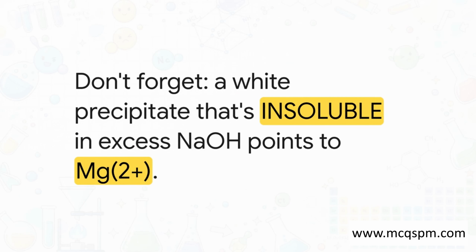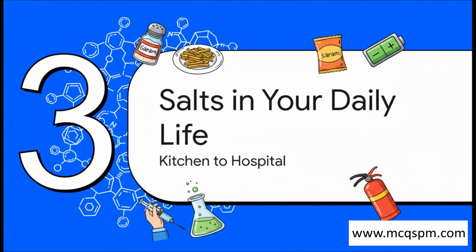And hey, listen up, because this is a classic exam trap. So many students see a white precipitate and they just jump to a conclusion. You have to do the extra step. You have to check if it dissolves in excess. A white precipitate with NaOH that does not dissolve. That's your smoking gun for magnesium ions. Do not forget that.